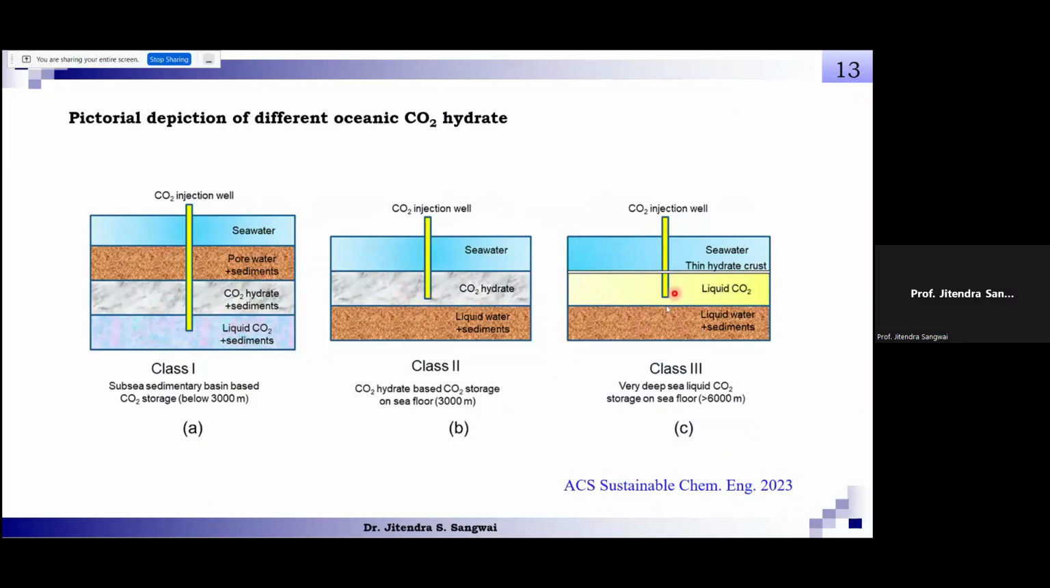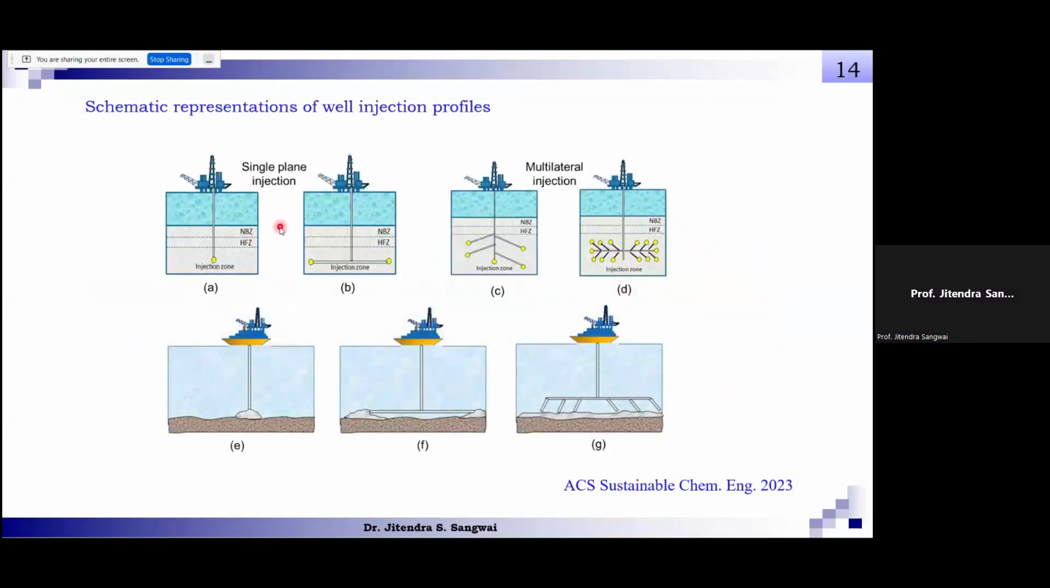And you can also have a class 3 kind of reservoir where you can actually have liquid CO2, and on top of it, you have a thin hydrate crust that prevents the liquid CO2 from going into the water. And remember that this is higher in density. So even if this breaks out, it will get repaired by its own mechanism, and that liquid CO2 will not really come out, right?